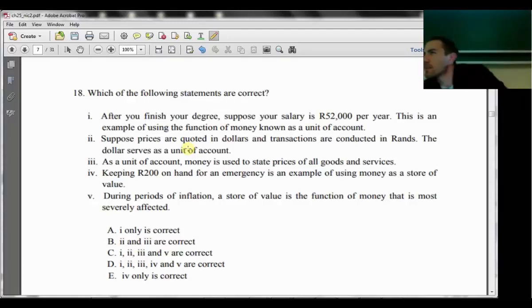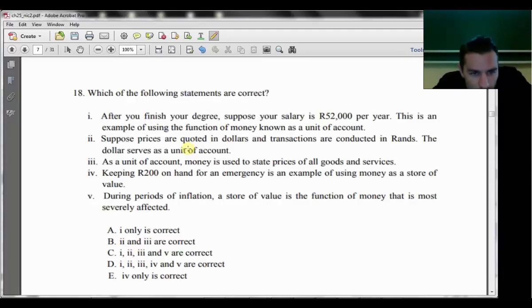Did you find out about the difference between a renminbi and other stuff? No. Okay. Number 3, as a unit of account, money is used to state prices of all goods and services. Are we happy with that idea now?